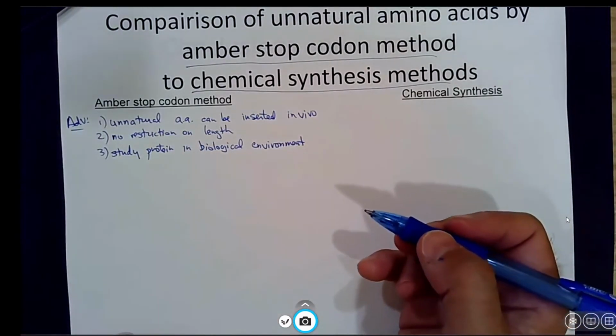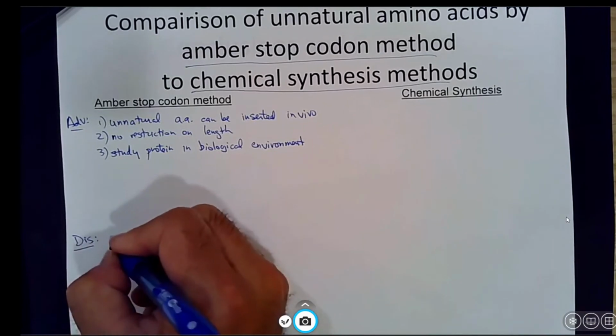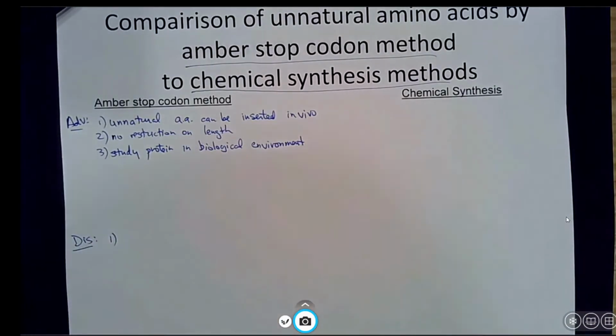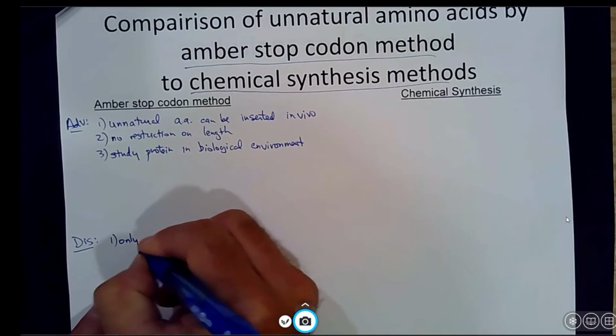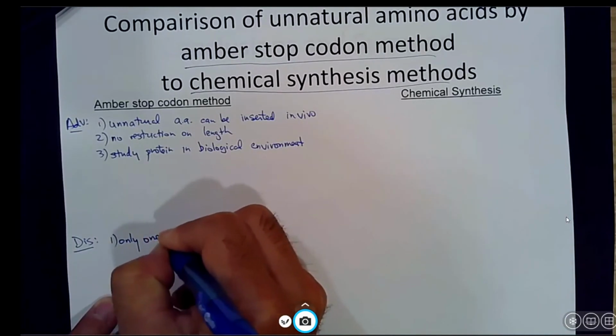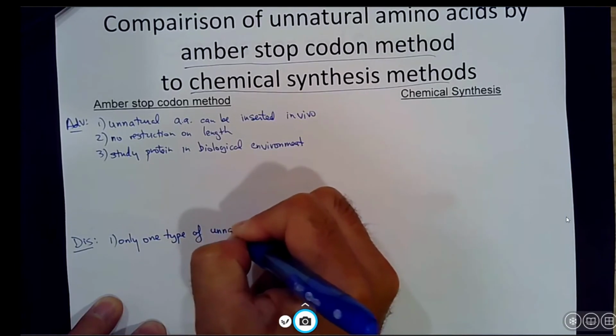Okay, some disadvantages. Because we have 64 different codons, but we're only using the amber stop codon, this allows for only one type of unnatural amino acid per protein, right? You can't start using some of the other codons, because then you're going to start modifying them at many different places. So generally only one type of unnatural amino acid can be used.